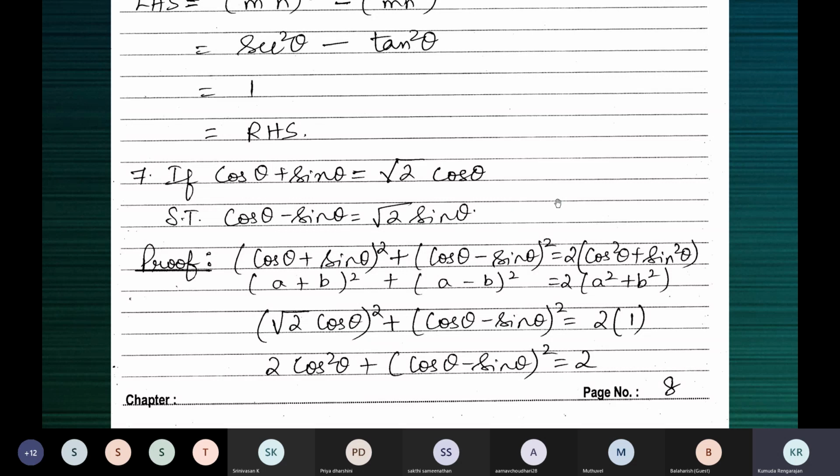An identity, what is an identity? It is something which is true for any value of the variable. An identity is an equality which is true for any value of the variables involved. So the variables in this identity are A and B. In place of A, we're using cos theta, and for B, we're using sin theta. The identity will be true.